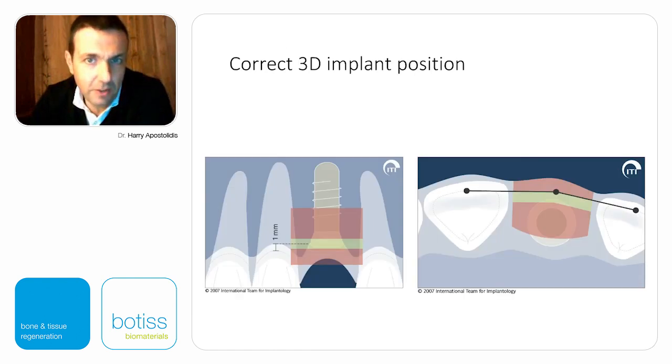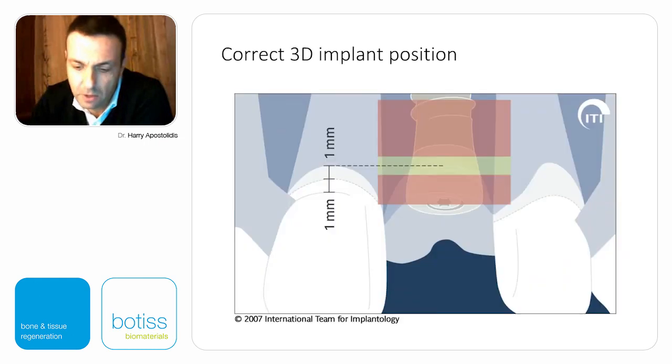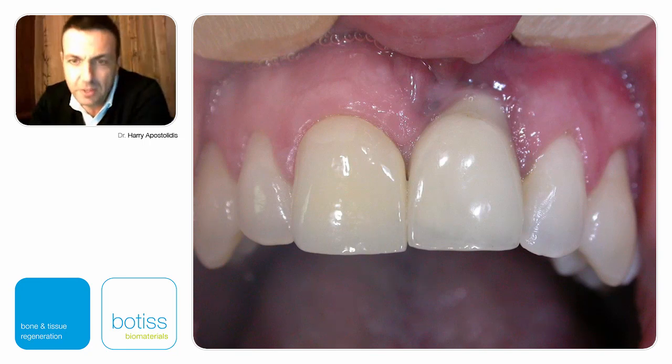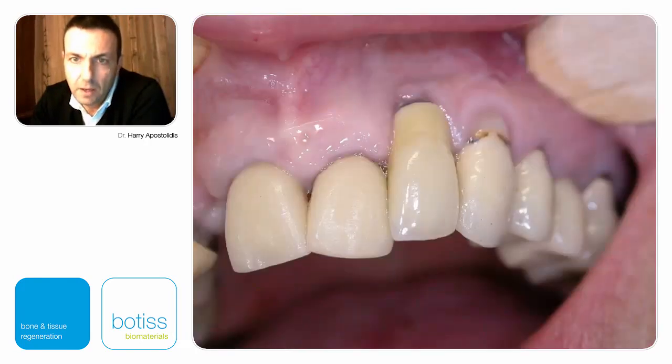To have a correct 3D implant position, of course, we know ITI has published exhaustively on that subject. I don't want to go into that right now. It's not our subject anyway. But you see this implant here, obviously it's not placed correctly. No bone graft, maybe too buccal, too deep placement of this implant.